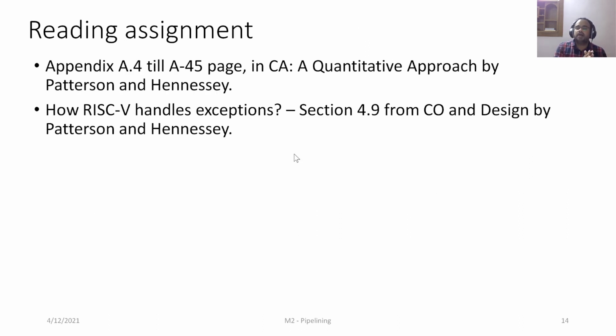With that, I will pause this lecture. And all the material that I have discussed today is available in Appendix A.4. Not the complete A.4, read till page 45 only, in the Computer Architecture: A Quantitative Approach book. And specifically to understand how RISC-V handles exceptions, the example that I have walked through, you can find it in section 4.9 of the Computer Organization and Design book by the same authors, Patterson and Hennessy.